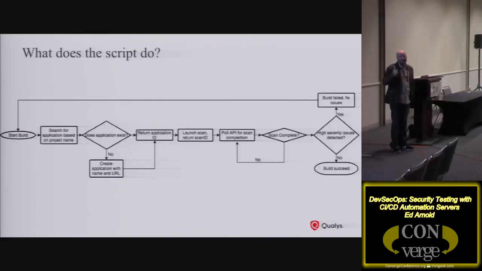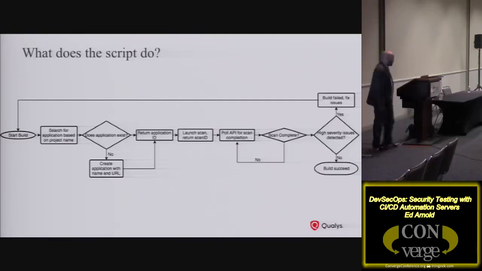My script is going to query the API for the project name in the build system, so it's using the variable. Nothing's hard-coded. If it finds it, it's going to launch a scan on it. If not, it's going to create it and then return the ID and then launch the scan. It's going to sit there and poll for completion every 4 minutes. Once the scan's complete, it's going to parse the results, and if any high severity vulnerabilities are detected, it's going to fail the build, and if no high severity vulnerabilities are detected, the build's going to succeed.